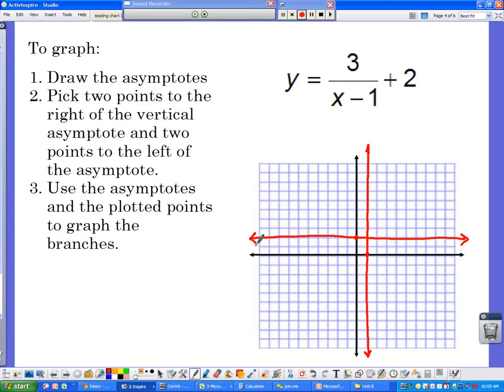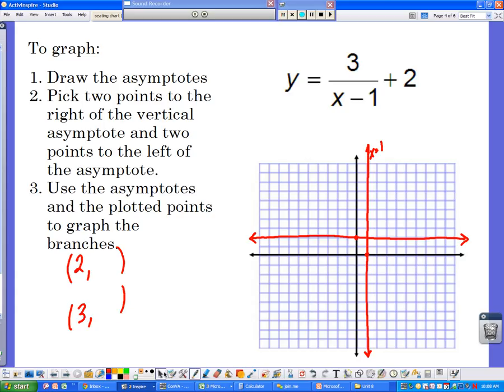When you're finding out where the branch is going to go, because they could go in any of the 4 places on the sides of these asymptotes, you need to pick 2 points to the right of the vertical asymptote and 2 points to the left of it. Remember this was x equals 1, so we're going to pick 2 and 3. So x could be 2, x could be 3. You're going to plug it in.